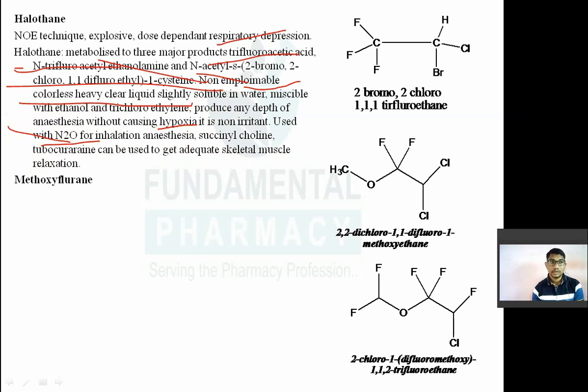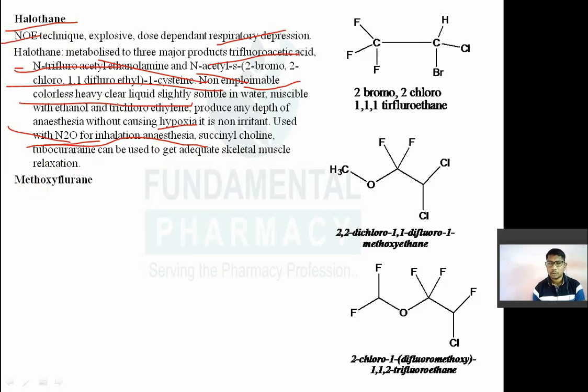ये जो है ना NOE, अभी ये समझ NOE मतलब क्या? N मतलब नाइट्रिक ऑक्साइड. ठीक है. NOE, N मतलब नाइट्रिक ऑक्साइड, आपका ड्रग एजेंट halothane, that is halothane, nitric oxide, agent plus air, NOE technique for anesthesia. It is used along with the nitric oxide for inhalation anesthesia.